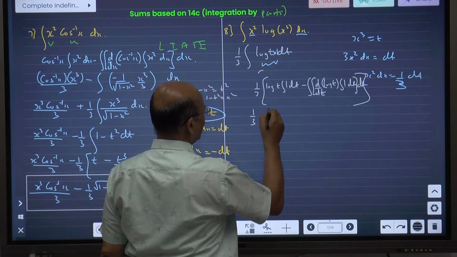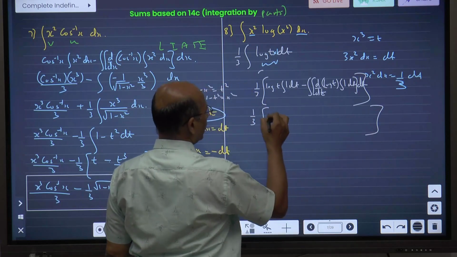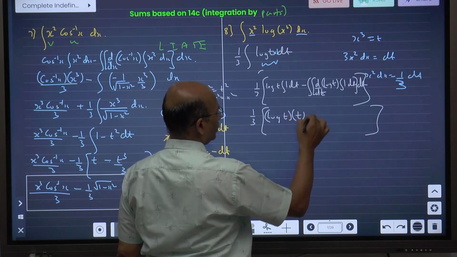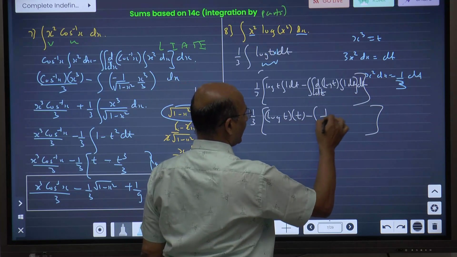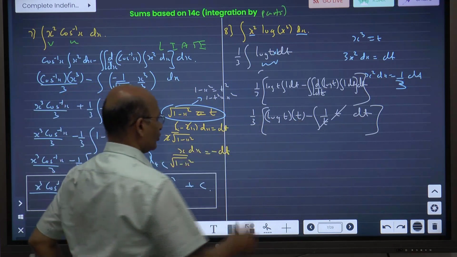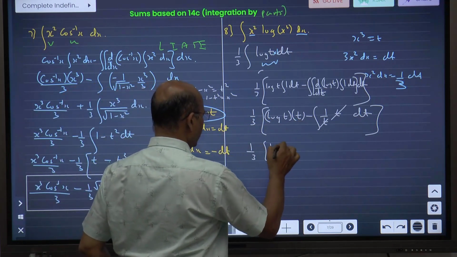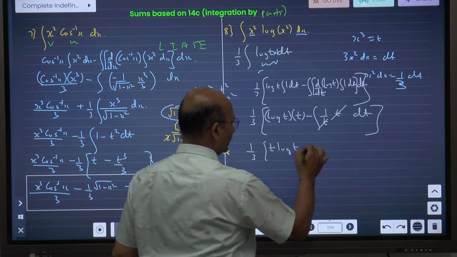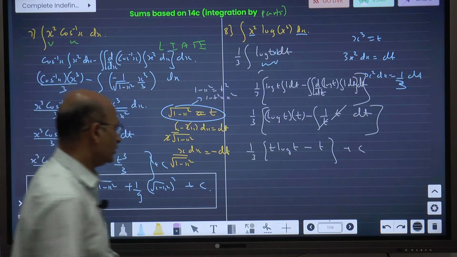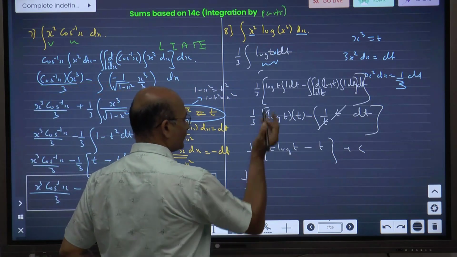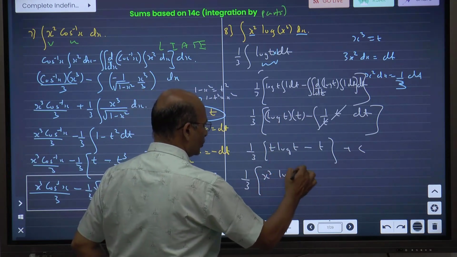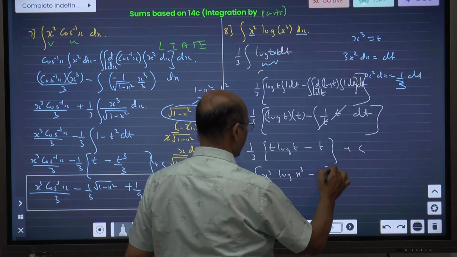So now I think it's very easy now. 1 by 3 as it is applies to the full bracket here. So log t as it is. Integral 1 with respect to t is t minus, I told you, solve this first, 1 by t dt. Cancel this t here. So again integral dt. So 1 by 3 t log t minus t plus c. Now put the t and that's the solution for this. So resubstitute: t is nothing but x cube, and log of x cube minus x cube plus c.